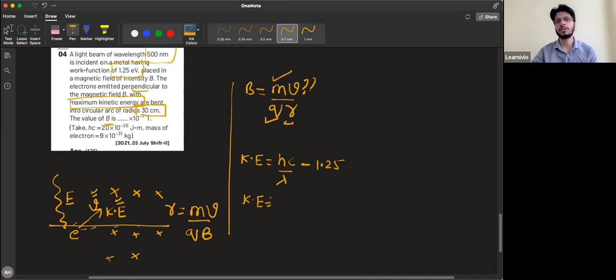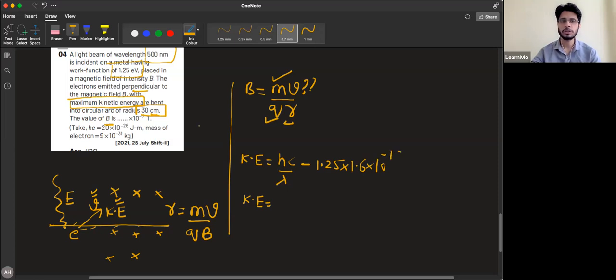Now there is one point. You have to do your calculations in SI units, because this is in meter and your magnetic field will be in Tesla. So no need to convert this into electron volt. You convert this electron volt into joules, multiplying by 1.6 into 10 raised to the power minus 19.